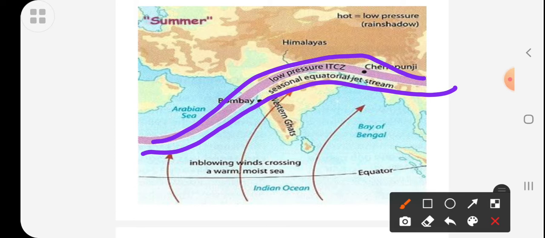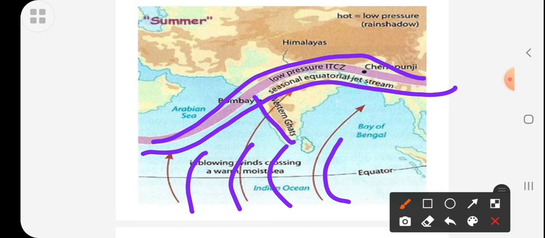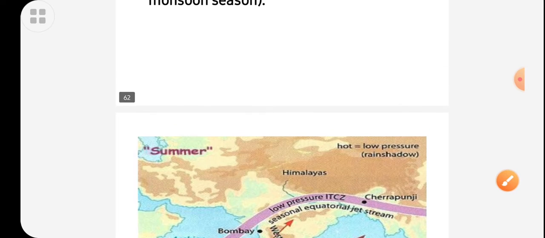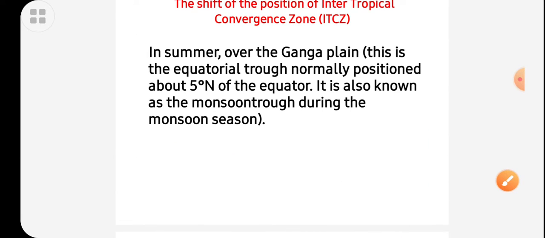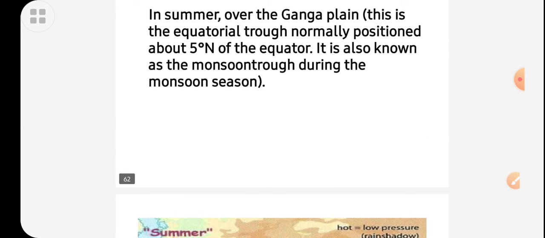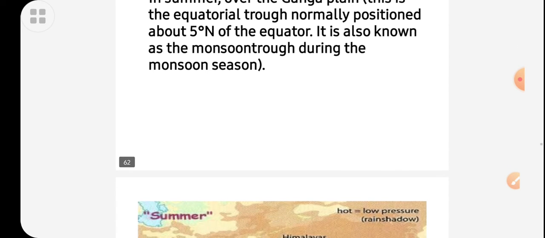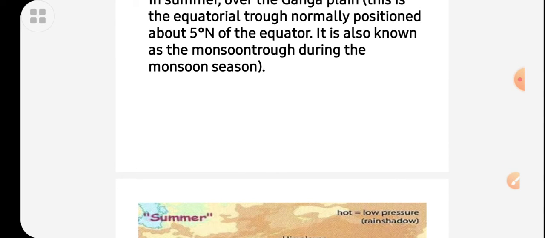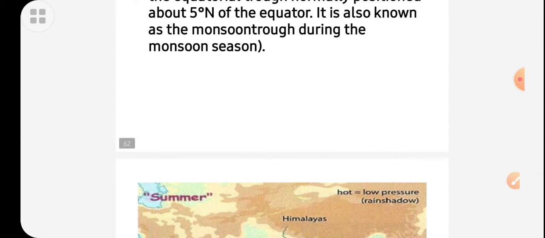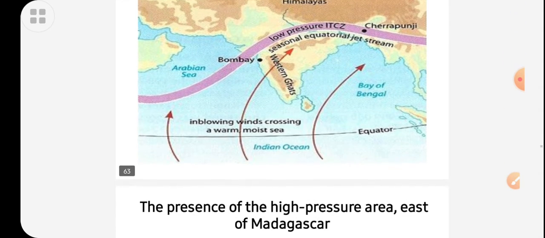Winds blow crossing the moist area; they cross the equator, and these winds enter from the western side of the country and affect the region. So here you understood this. In summer over the Ganga plain, the equatorial trough is normally positioned about 5 degrees north of the equator, and it is known as the monsoon trough during the monsoon season.